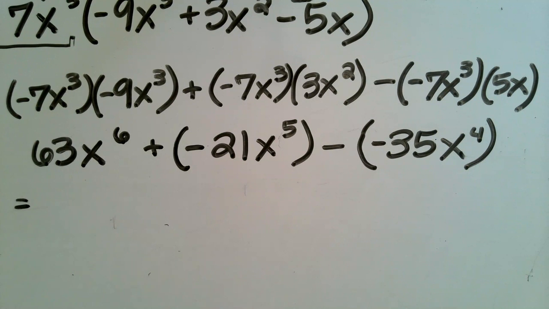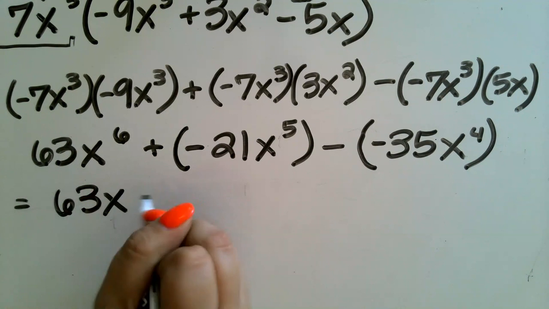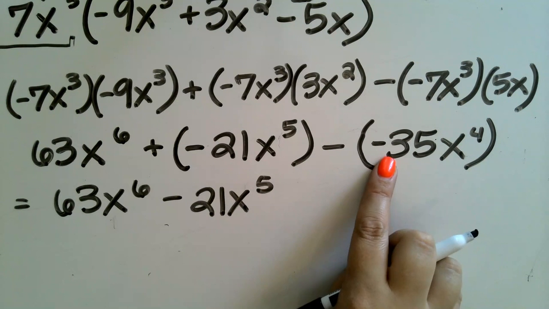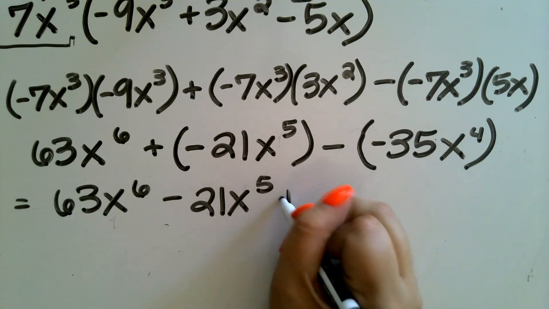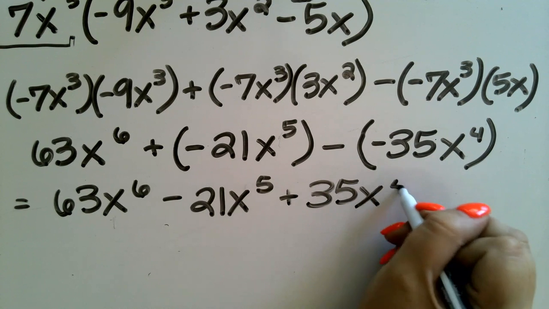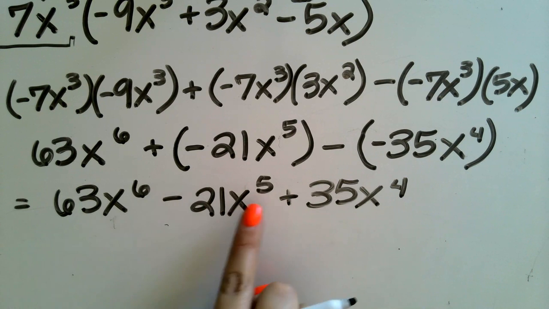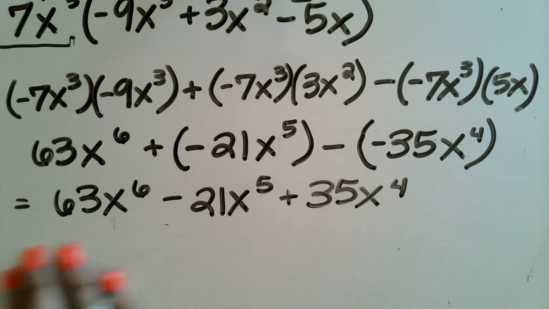Our final step, let's go ahead and clean this up, get rid of any parentheses, get rid of any extraneous or additional operational signs. 63x to the 6, don't need to do anything there. Here we're adding a negative. We know that turns into a subtraction, 21x to the 5th. And then finally, minusing a negative, we are going to have plus 35x to the 4th. I know that I am all done because all of my terms are different. None of them have the same exponent. Nothing else can be combined.